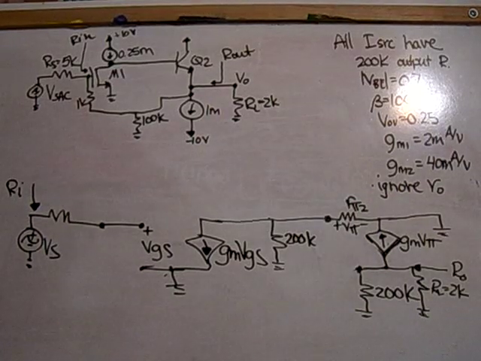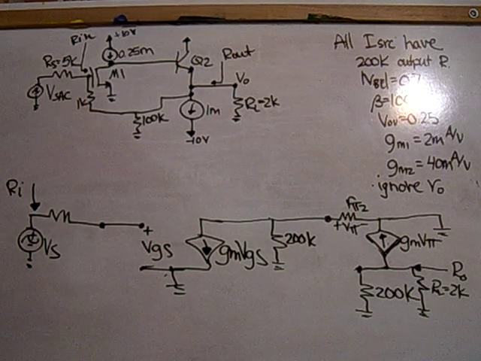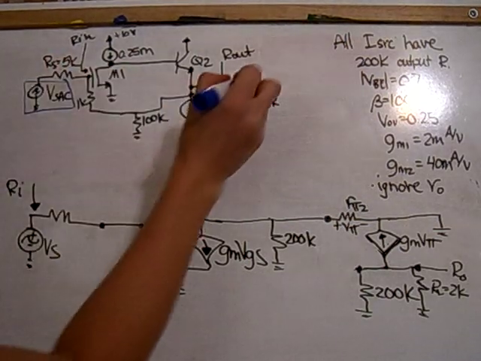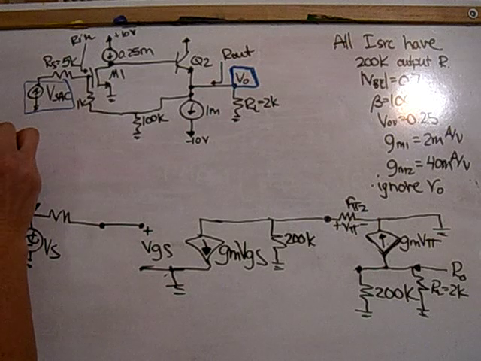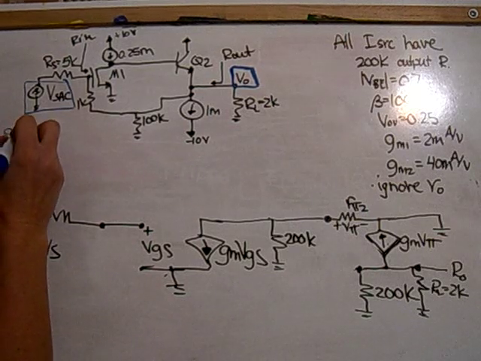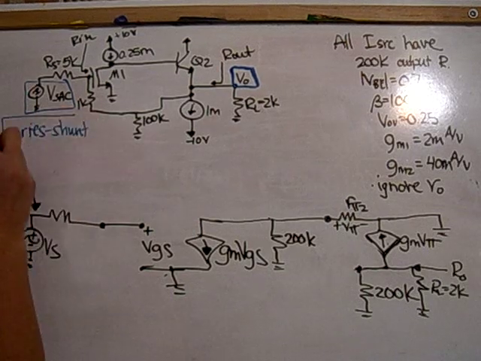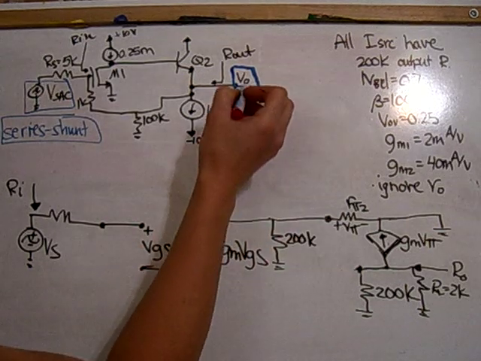Here we see another feedback circuit. So the first step is identify the type of feedback by looking at the input source and the output source. So here, input is voltage, output is voltage, so it's going to be a series shunt type network.